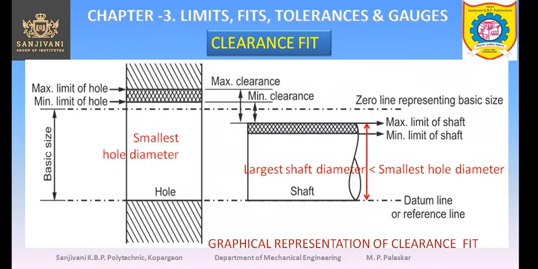Now what is the smallest hole diameter? This is the smallest hole diameter. This arrow indicates the smallest hole diameter. So we can see here that the largest shaft diameter is smaller than the smallest hole diameter. That means the shaft is always smaller than the hole. Therefore we always have clearance in all cases. Whatever may be the actual size of the hole or the shaft, we will have a clearance fit only, but the clearance will vary depending upon the actual size.